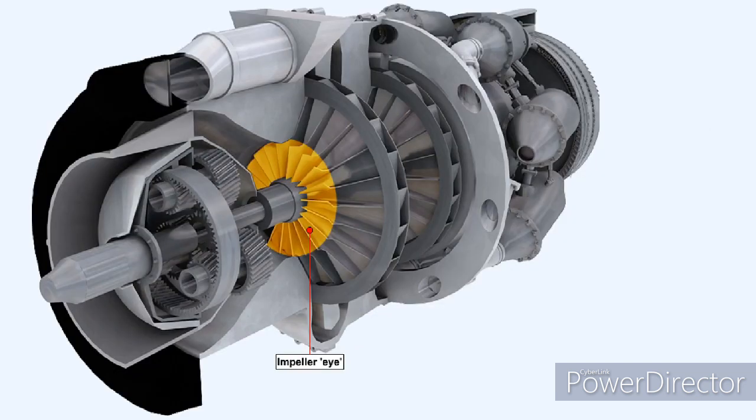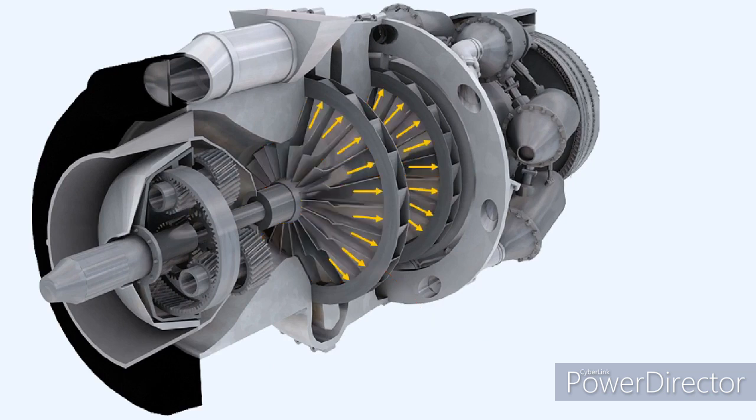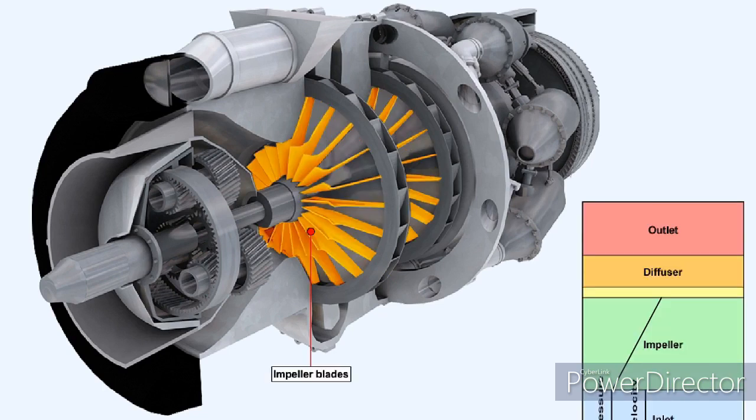Air is introduced continuously into the eye, the centre of the impeller, by rotating guide vanes, and centrifugal force causes the air to flow outwards, across the impeller, towards the tip. Because of the divergent shape formed between the impeller blades, the pressure of the air increases as it flows outwards between them. And, because the turbine is adding mechanical energy into the equation, the air's velocity also increases.